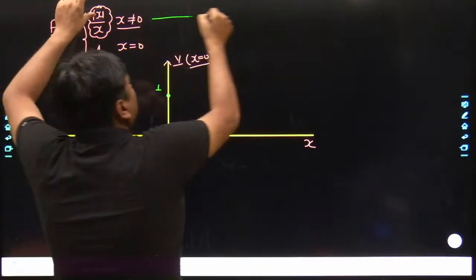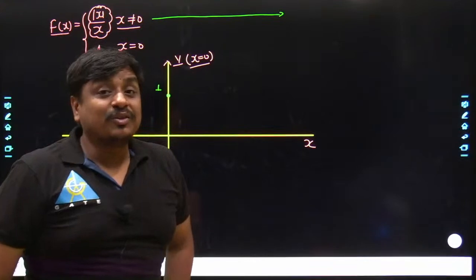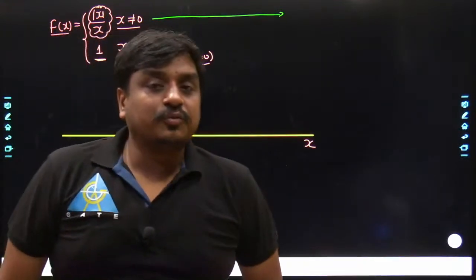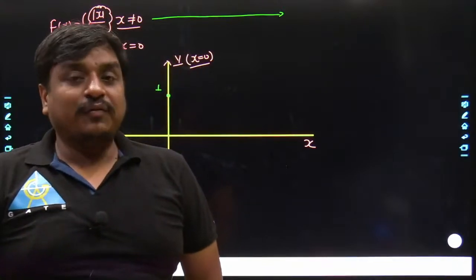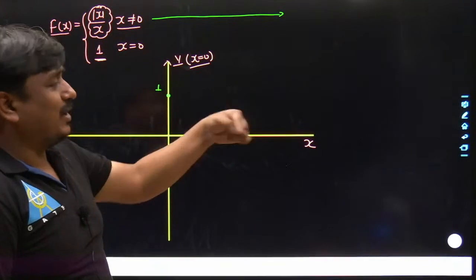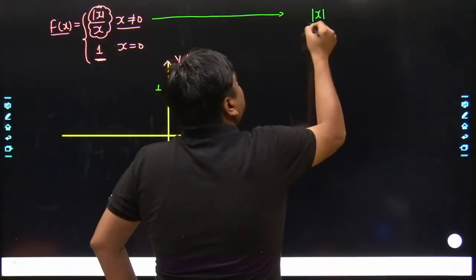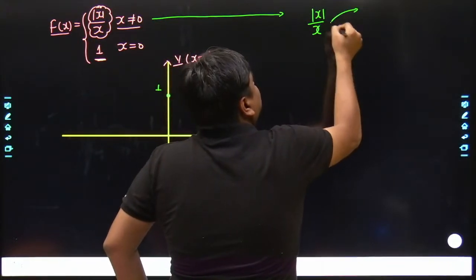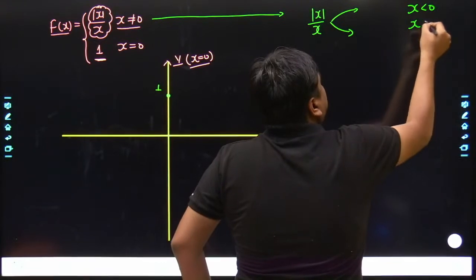My dear friends, if you go further, mod of x has the bifurcation. Mod of x is minus x for x less than or equal to 0, and similarly mod of x is plus x for x greater than 0. So what I am going to do over here, mod of x divided by x is bifurcated into two different regions. First x less than 0 and next x greater than 0.